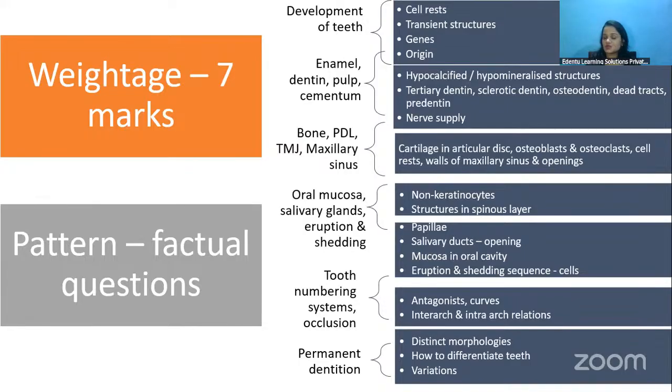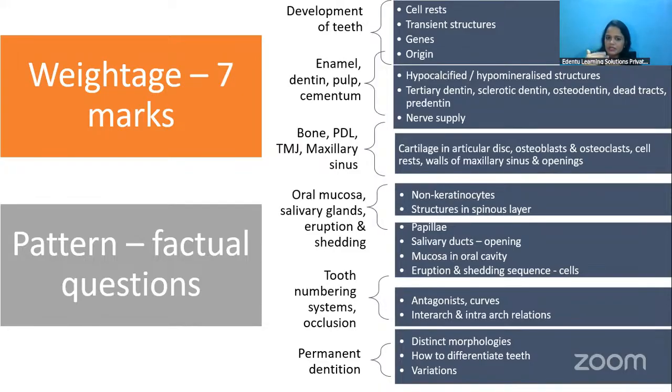Genetics in tooth development is a very vast and complex topic, but you should at least know the names of the genes that are involved in tooth development. That's important. Then the origin of enamel, from which structure enamel is formed, or from which structure dentine is formed. You should have a general idea of that in the development chapter.